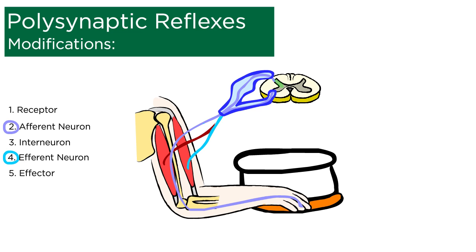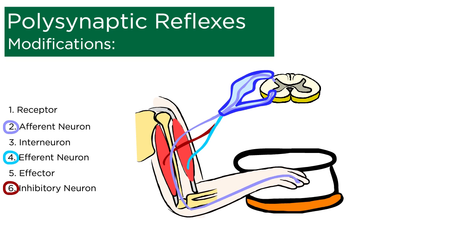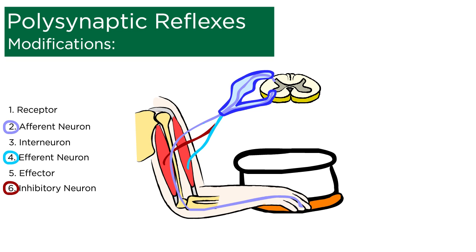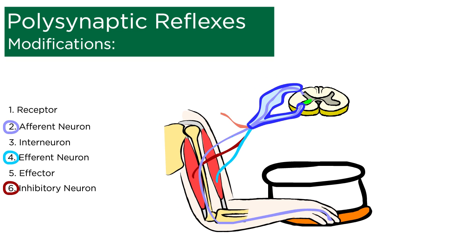Interestingly, however, the interneuron in the spinal cord synapses on 2 other neurons as well. One of these is an inhibitory neuron. The inhibitory neuron will actually send signals to your triceps muscle in the back of your arm and ensure that it does not contract, which normally would cause the extension of your arm. So basically, it's a backup plan to make sure you withdraw your hand quickly and smoothly.